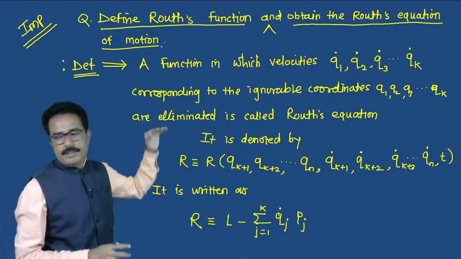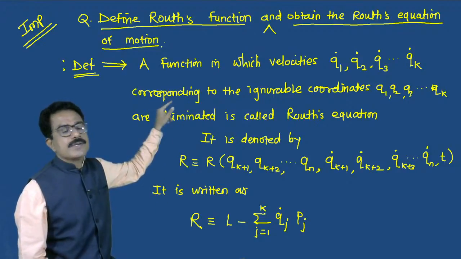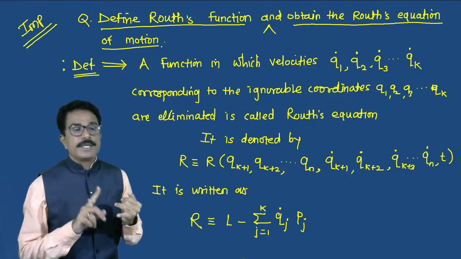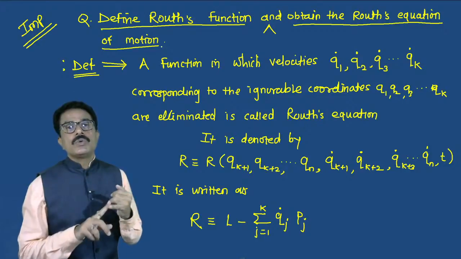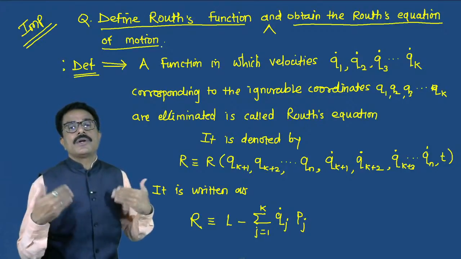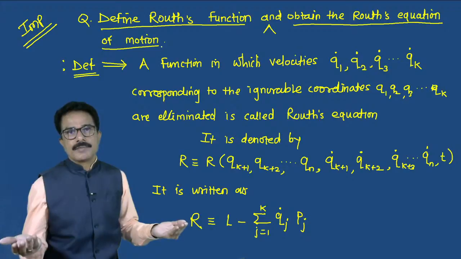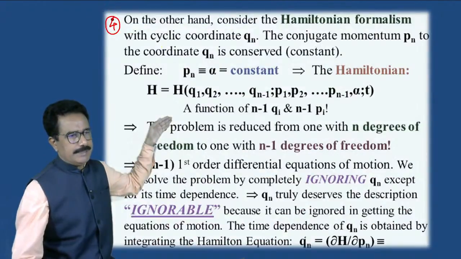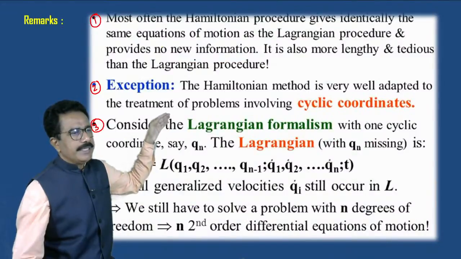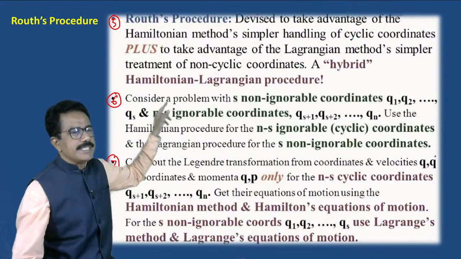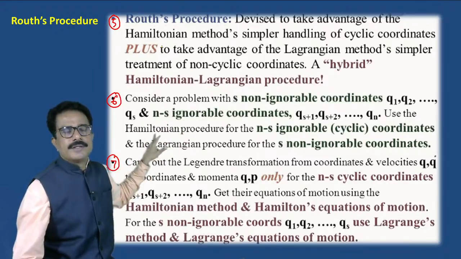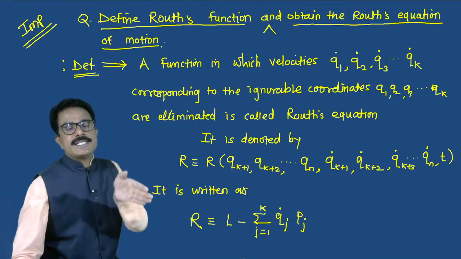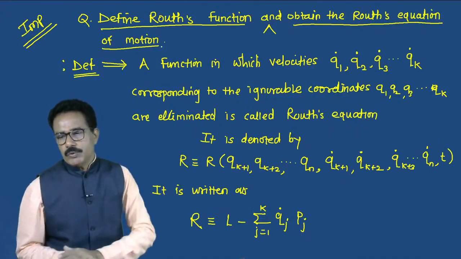Okay. A function in which velocities q1 dot, q2 dot, q3 dot, qk dot... In the note we have denoted this as QS, but now here we have taken QK. To prove the theorem it is easier to write K instead of S, so we defined it with QK.